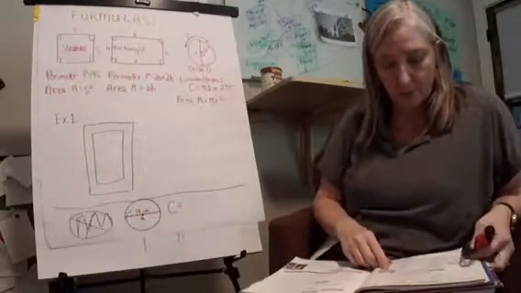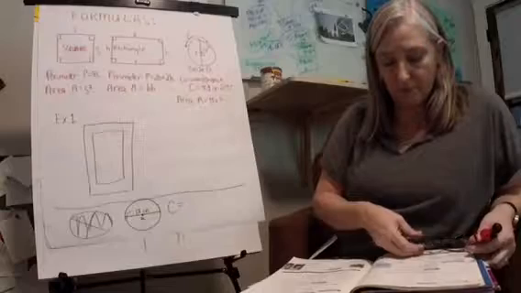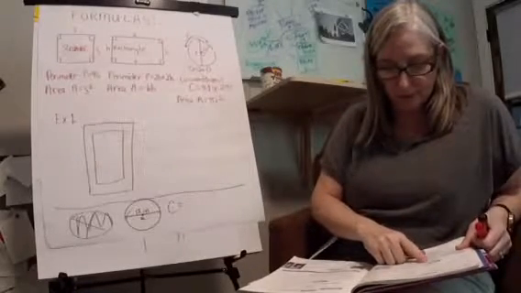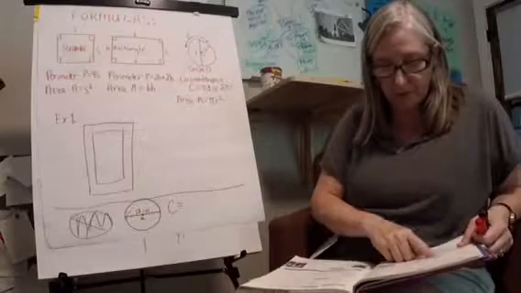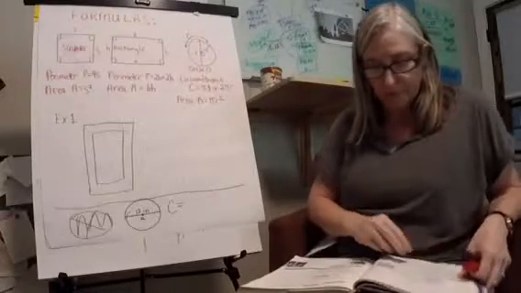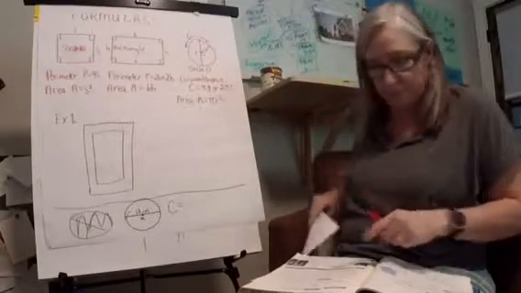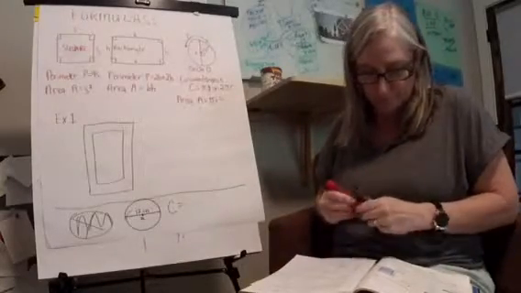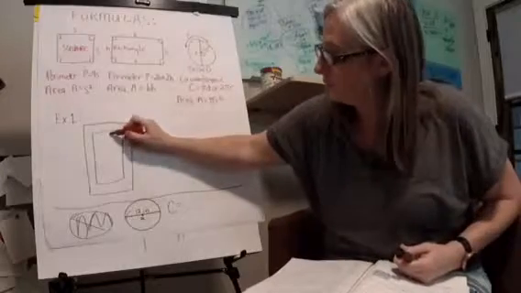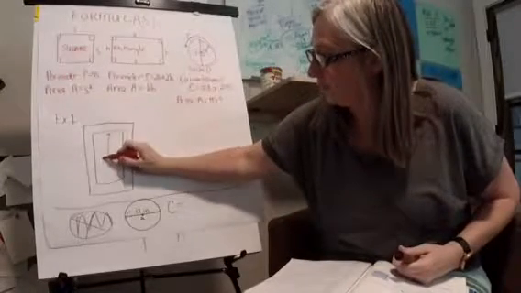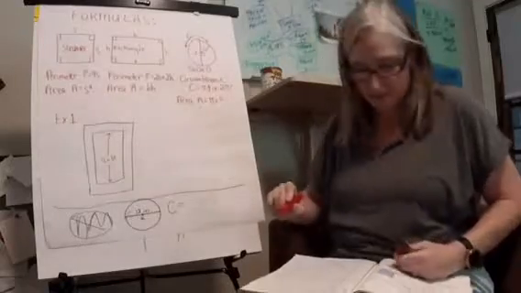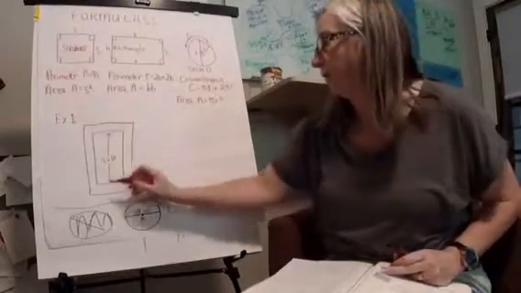Example 1 says that your pool is 15 feet wide and 20 feet long, with a 3-foot wide deck surrounding it. You want to build a fence around the deck. How much fencing will you need? Okay, so first we need to label. They have the picture labeled in your book. The pool across this way is 20 feet. Okay, and it's 15 feet wide.